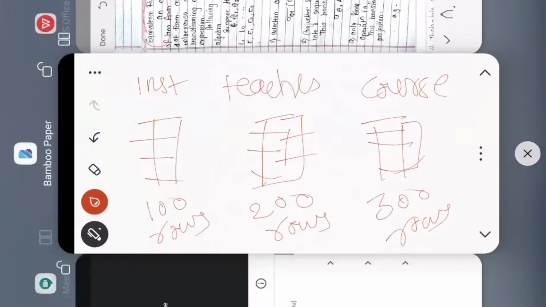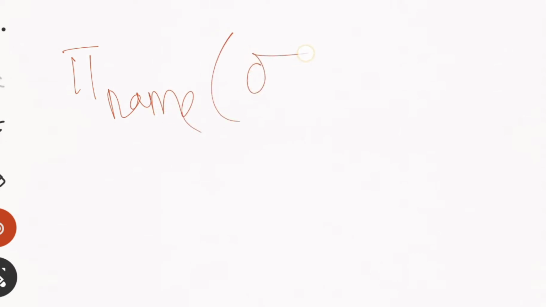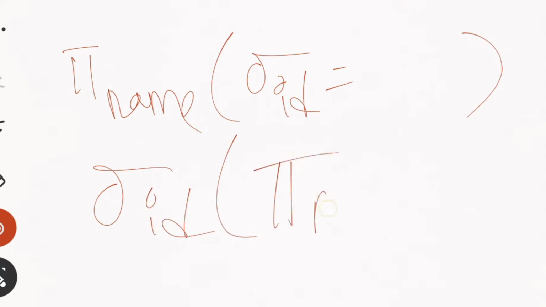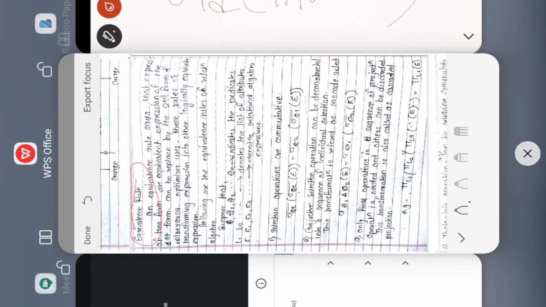For the sake of simplicity, if I am writing like this: project name, select id equals to something, and if I am writing select id and project name, will I be getting the same output? Just for the sake of simplicity I am telling you, these both the queries are equivalent, right?